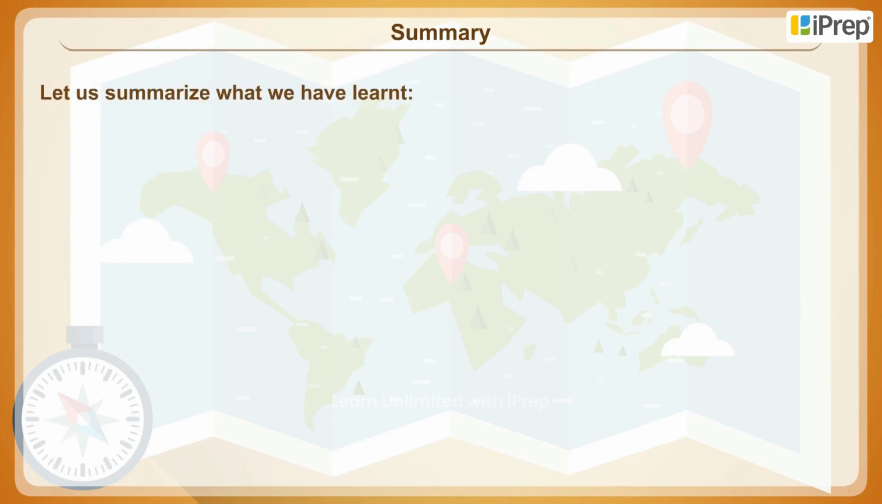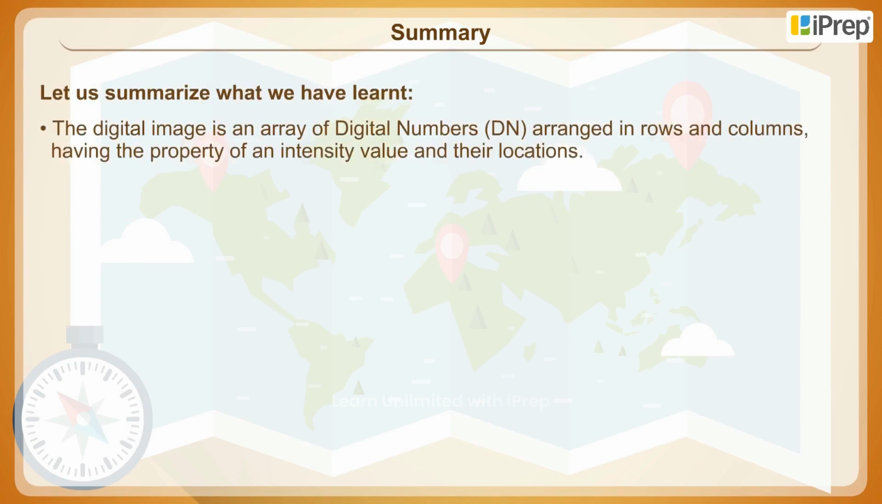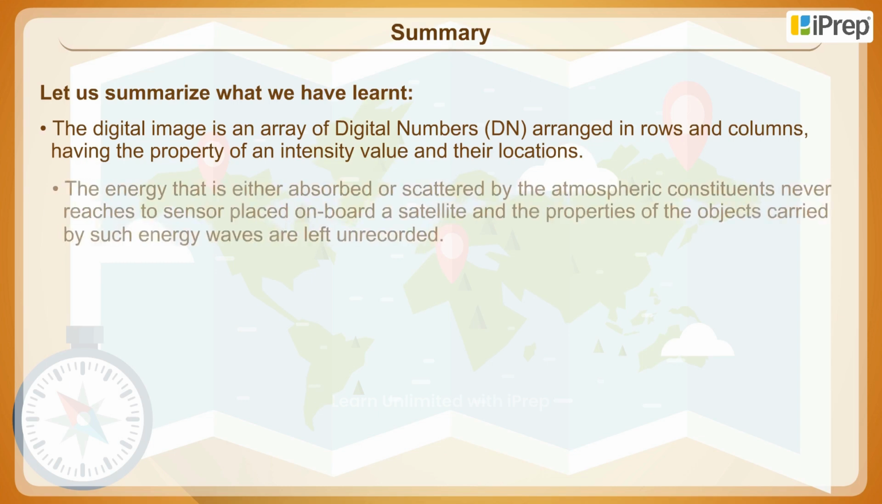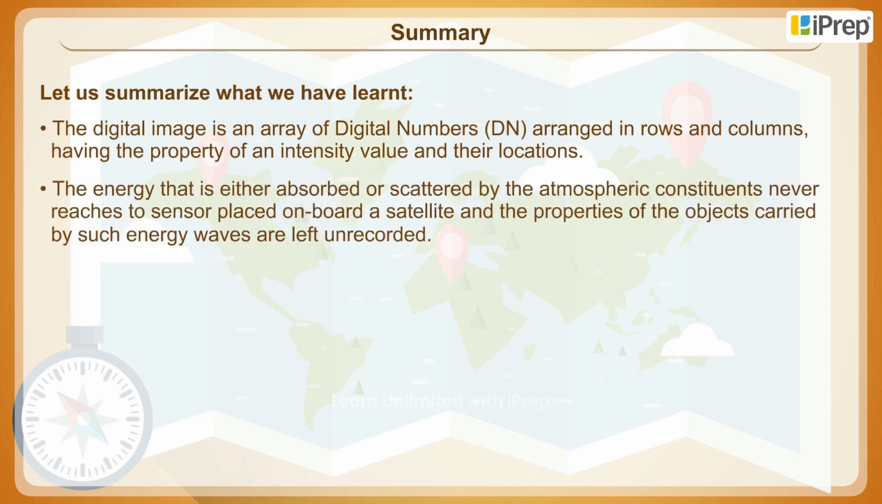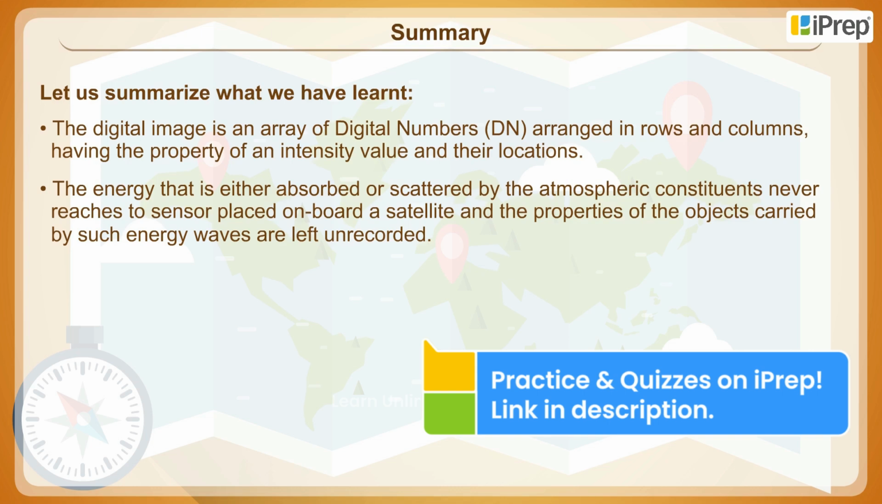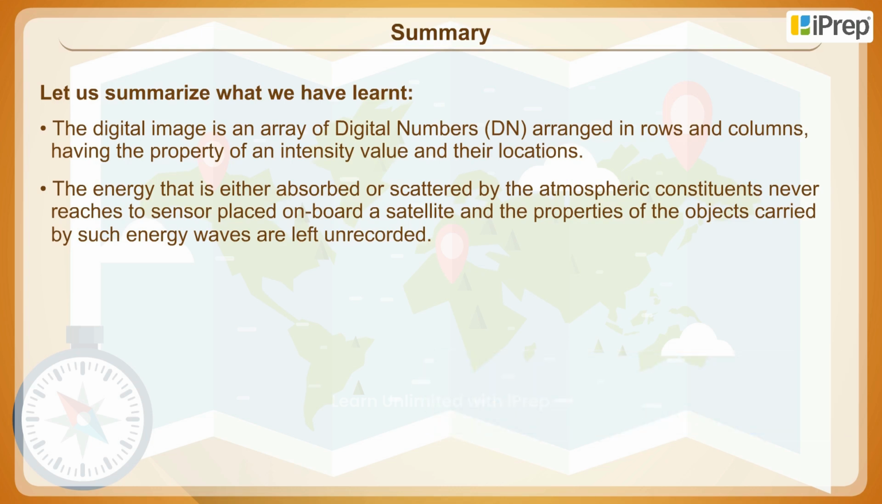Summary. Let us summarize what we have learned. The digital image is an array of digital numbers (DN) arranged in rows and columns, having the property of an intensity value and their locations. The energy that is either absorbed or scattered by the atmospheric constituents never reaches the sensor placed on board the satellite, and the properties of the objects carried by such energy waves are left unrecorded.